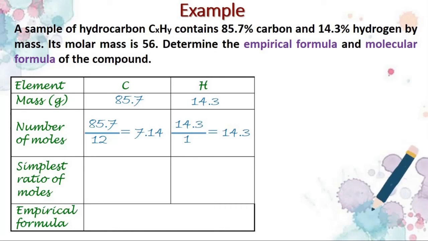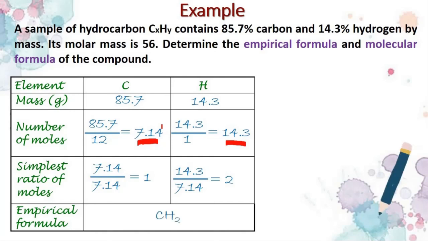Compare both of the numbers of moles. Since the number of moles of carbon is smaller than the number of moles of hydrogen, to get the simplest ratio, we need to divide the number of moles by 7.14. So for carbon, the ratio is 1, whereas for hydrogen, we get a ratio of approximately 2. Empirical formula is CH2.